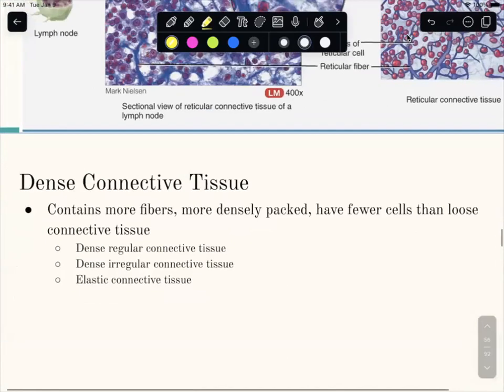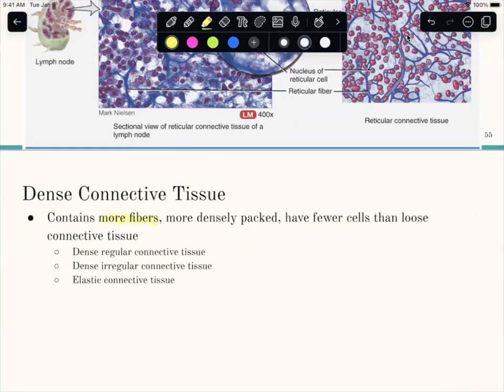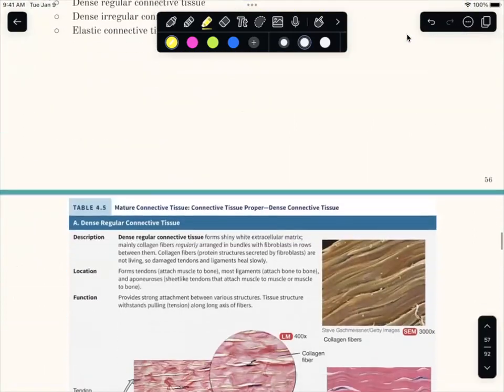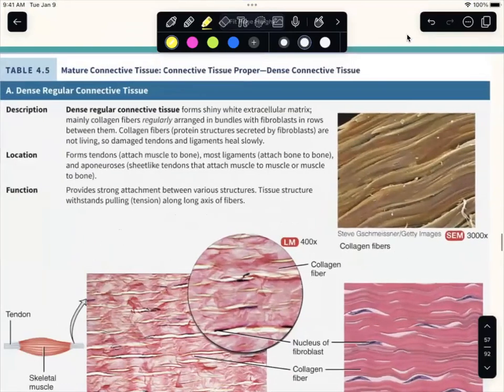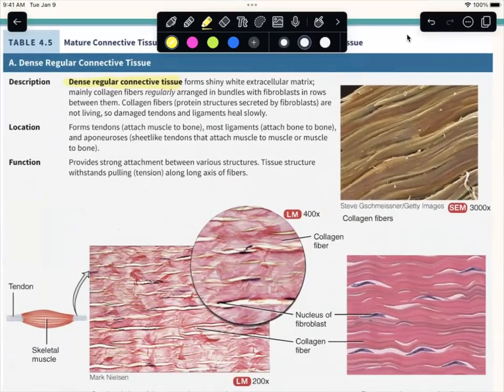So let's look at the dense connective tissue. Dense means there's a lot more fibers than that loose. It's very tightly packed, and it doesn't have as many cells, those fibroblasts. There's not as many of those. So here is dense, regular connective tissue. It is regular because these fibers, this is collagen. These collagen fibers, these pink fibers, are lined up in nice, neat rows. That's what makes it regular. Tendons and ligaments is where you're going to find these.